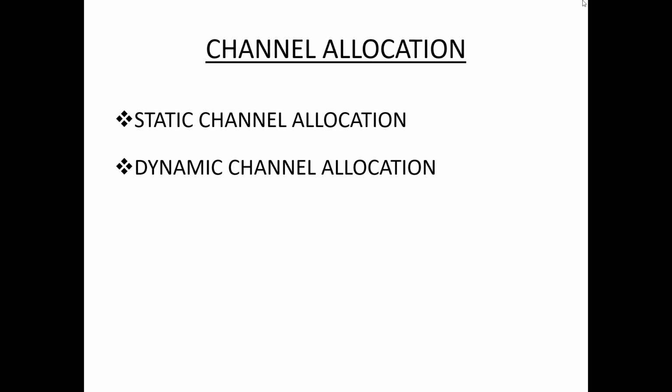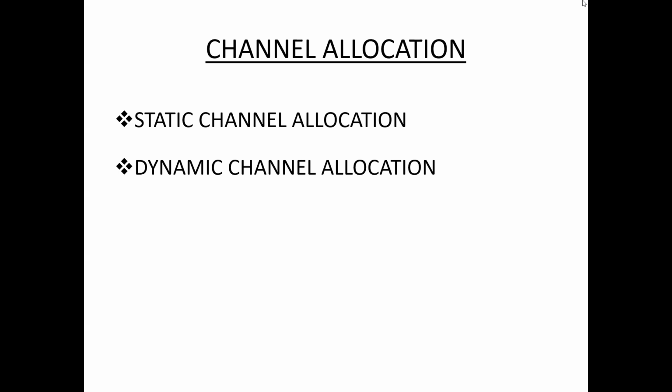And the second one, dynamic channel allocation. In the dynamic channel allocation scheme, frequency bands are not permanently assigned to the users. Instead, channels are allocated to users dynamically as needed from a central pool. Suppose user B wants a channel, so that channel is allocated to user B. Suppose user C wants a channel, so user C is allocated one channel.